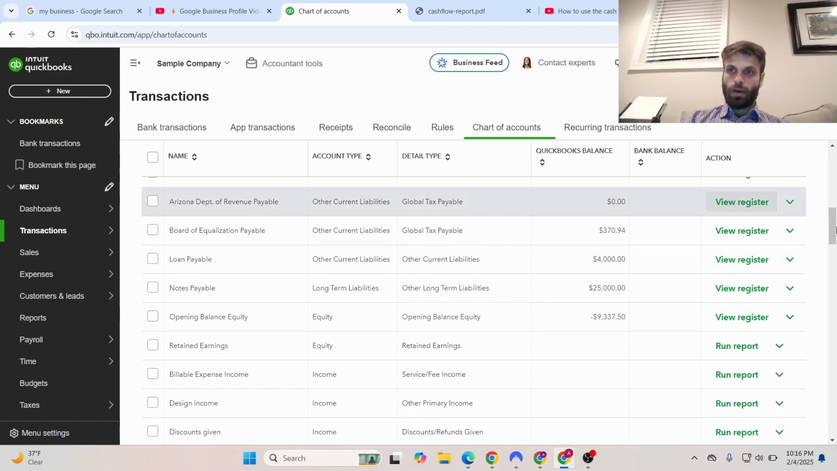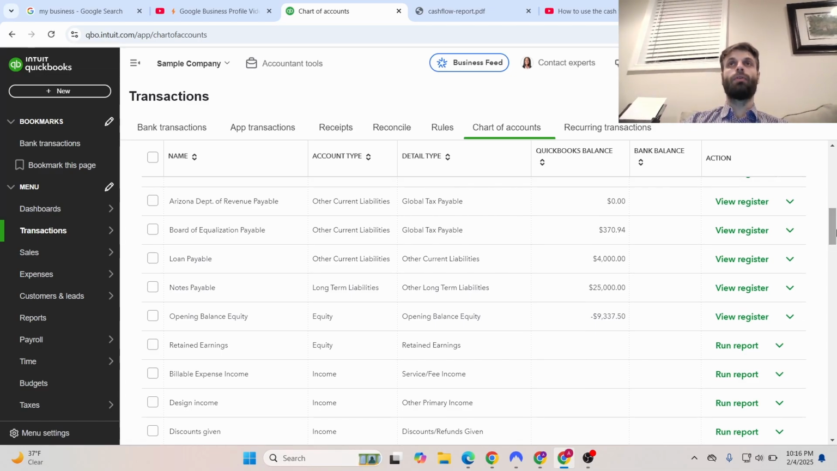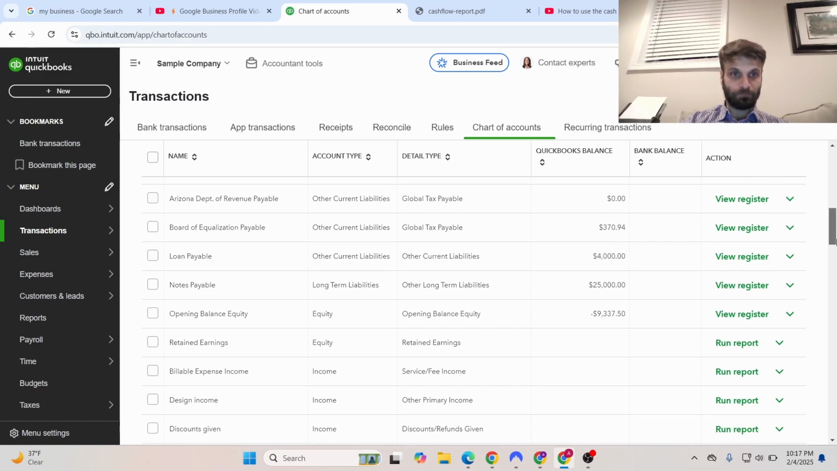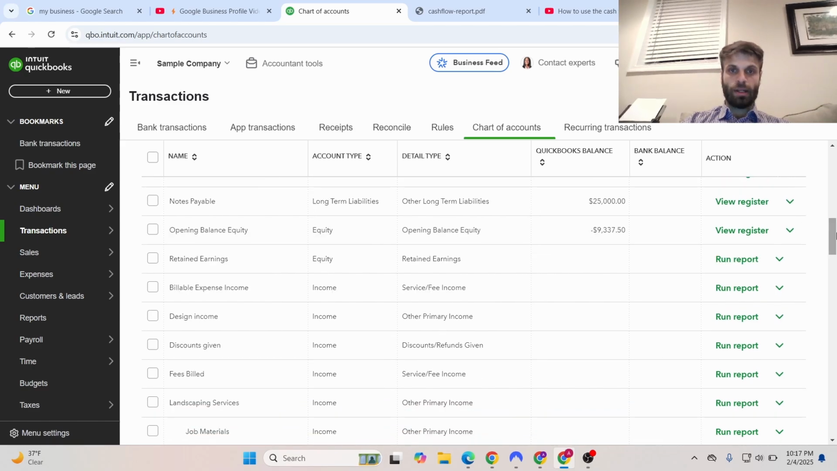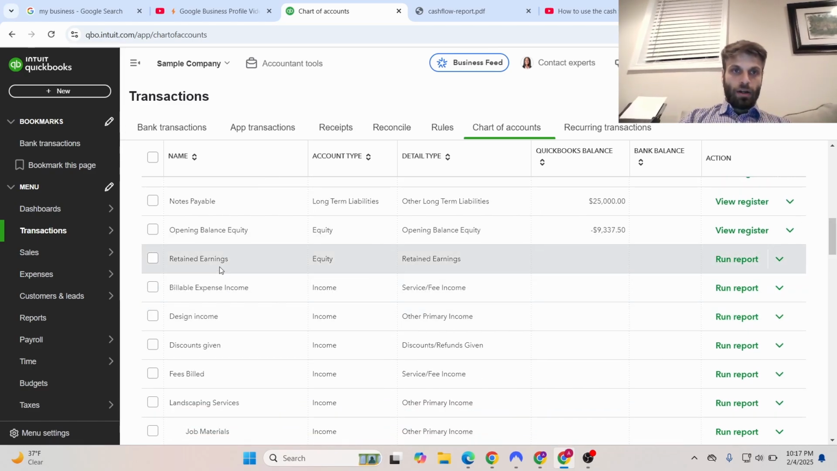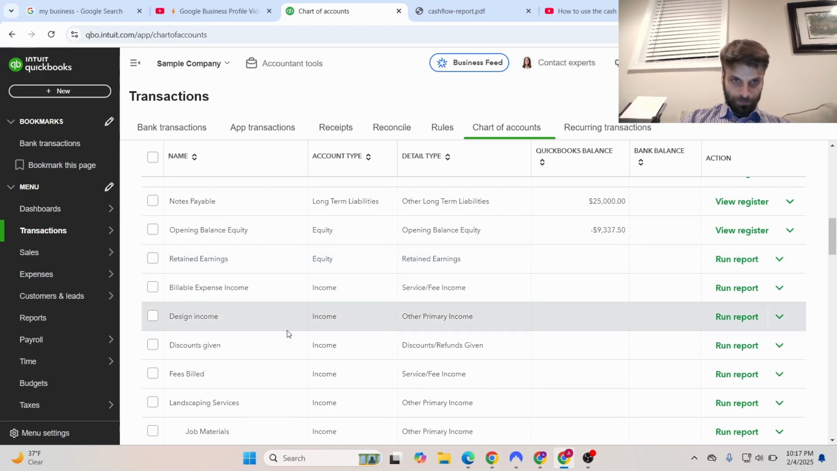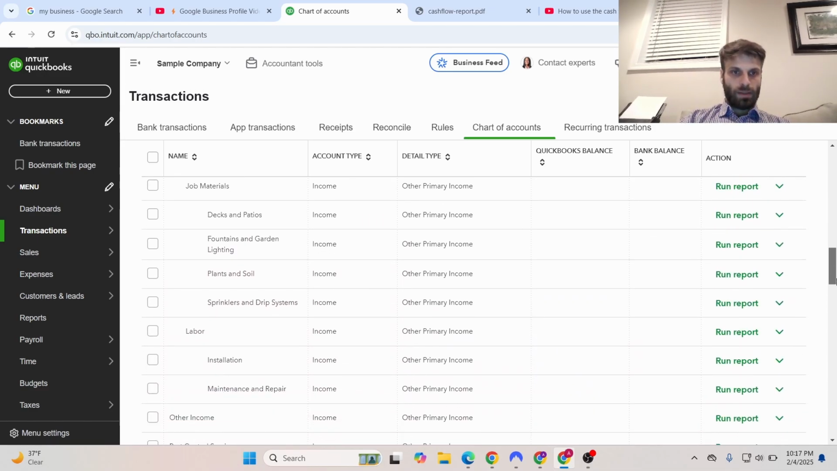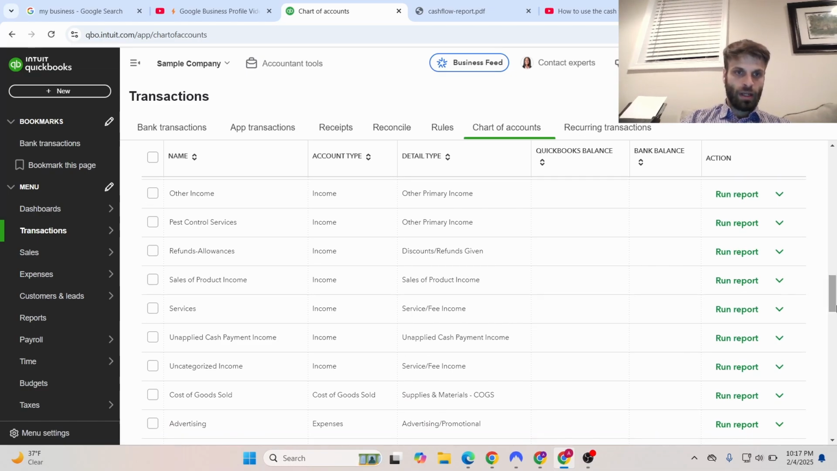And then equity. So equity is basically the owner's stake. So assets minus liabilities will give you the equity. So that's how much would be left over, basically what the company would be worth. So we also have retained earnings, billable expense income. Some of these other accounts here, you'll see that this person has a lot of different accounts.